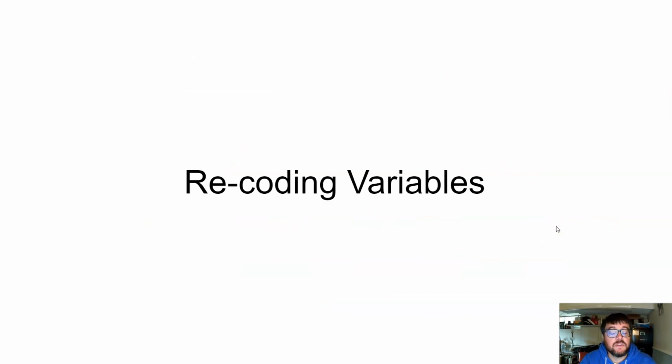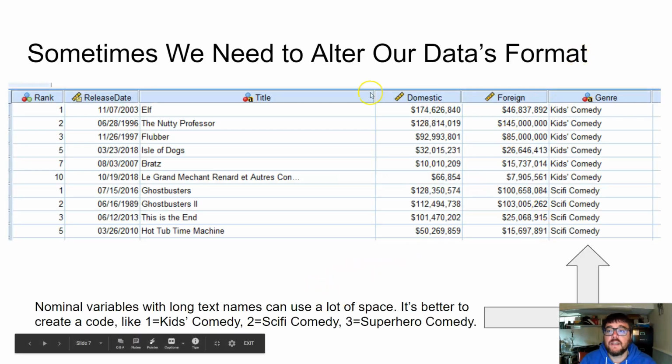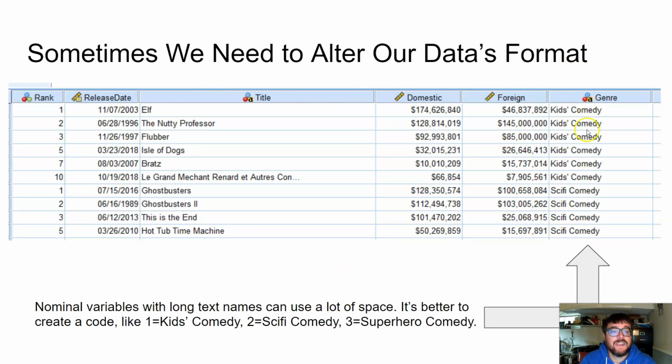Now, one thing that we might want to do when we're dealing with our data in SPSS is change a nominal variable from text to a coded number. So, for example, in the movie information, I have kids comedy written out here, or a sci-fi comedy, and this is a lot of characters, right? That's 1, 2, 3, 4, 5, 6, 7, 8, 9, 10, 11, 12 letters, spaces, and punctuation to keep track of. But if we just use the numeric code like 1, that would just be a single digit. So it would be a much more compact way to store the data. And SPSS is designed to deal with millions of lines of data, and that makes a real big difference there.